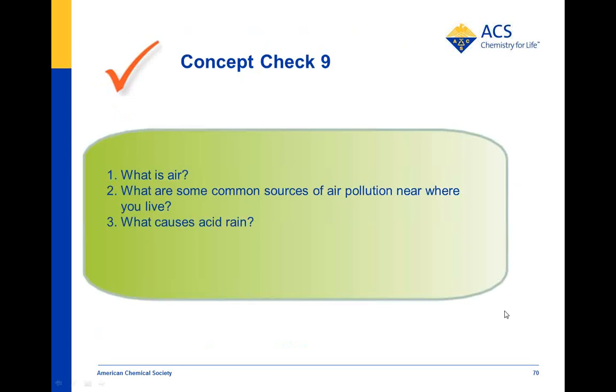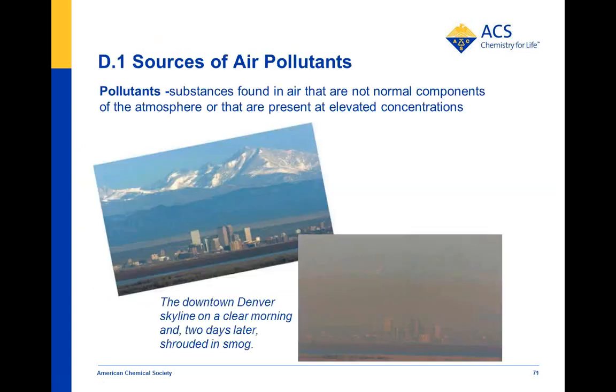So let's take a look at the concept check. And again, we're going to review air, and then what causes acid rain is the link to bring us to air pollution. So D1 starts to talk about the types of air pollutants.